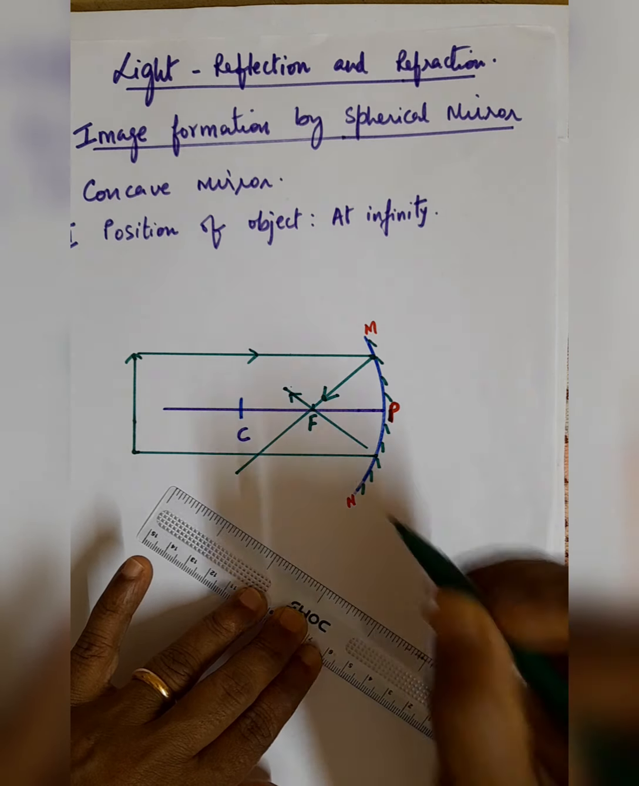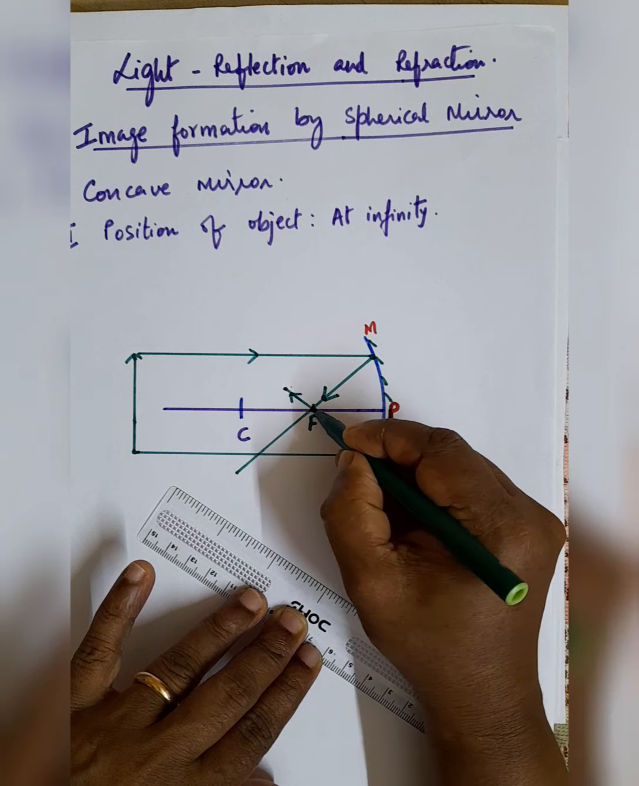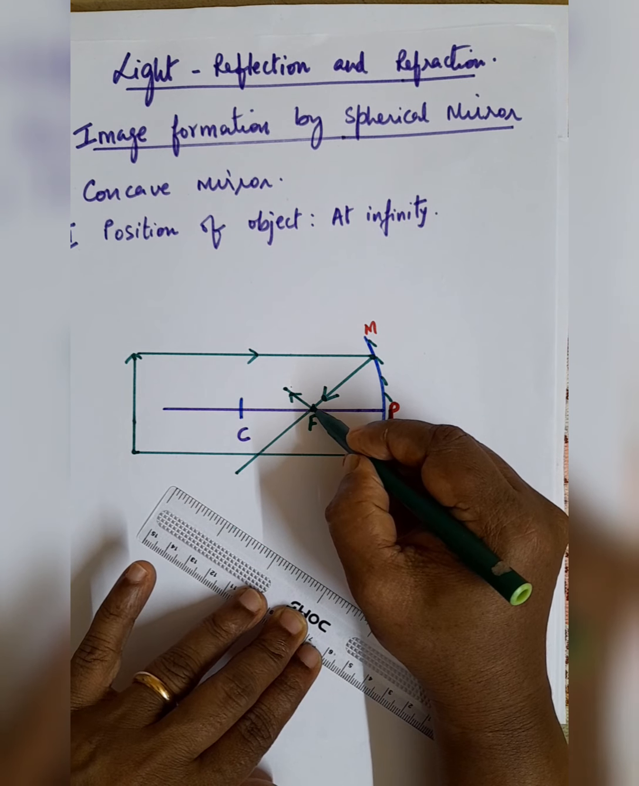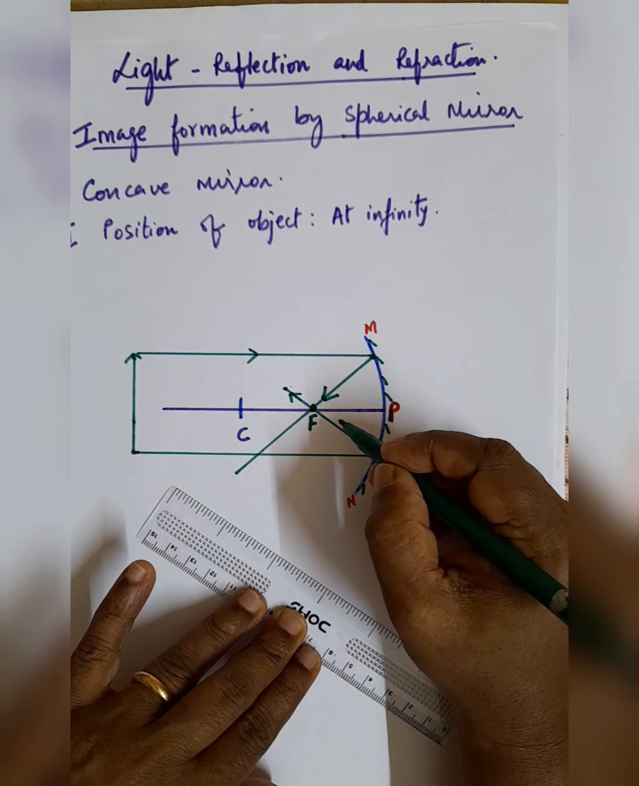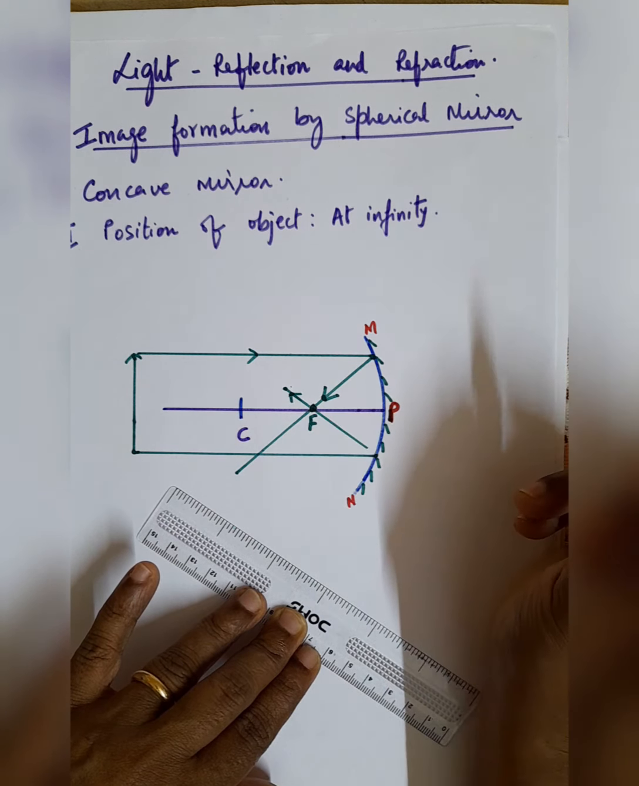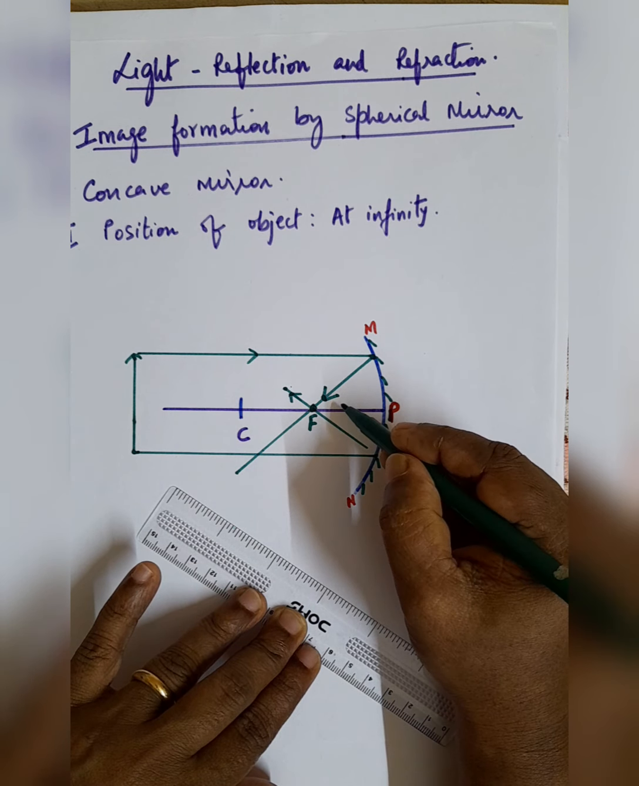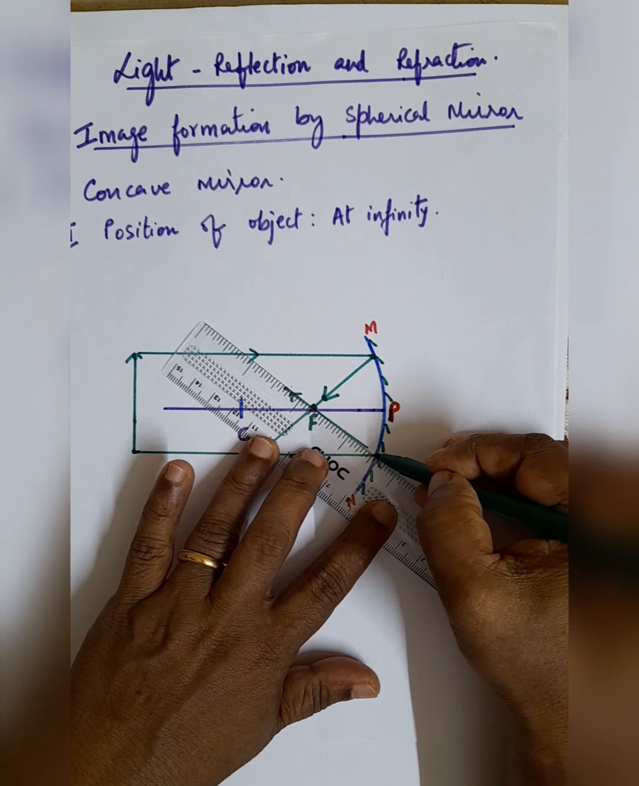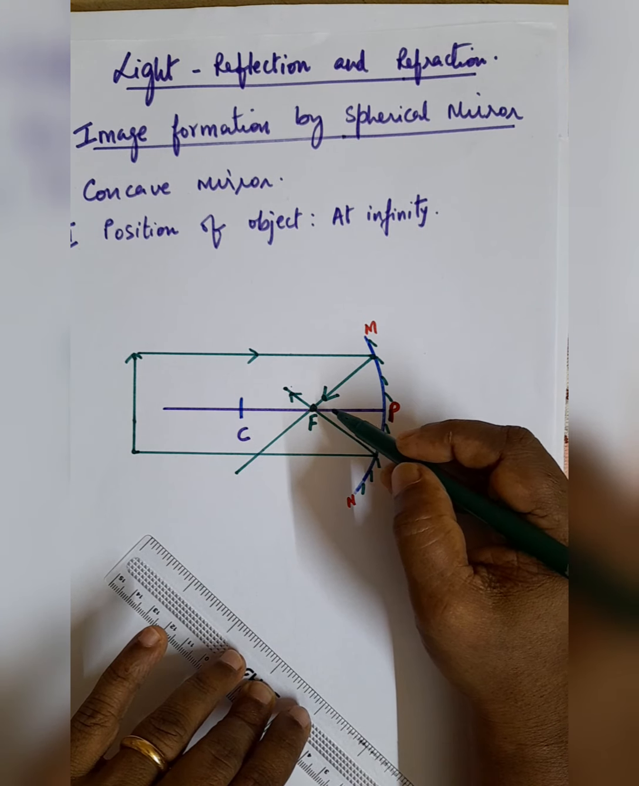Okay, so the rays meet here after reflection. So they meet at the focus. So the image is formed at the focus. The position of the image is at the focus. The size of the image is highly diminished, it's very small, it's point size. And the nature of the image is, it is real and inverted. Why is it real? Because it has formed in front of the mirror. And a real image is always an inverted image.